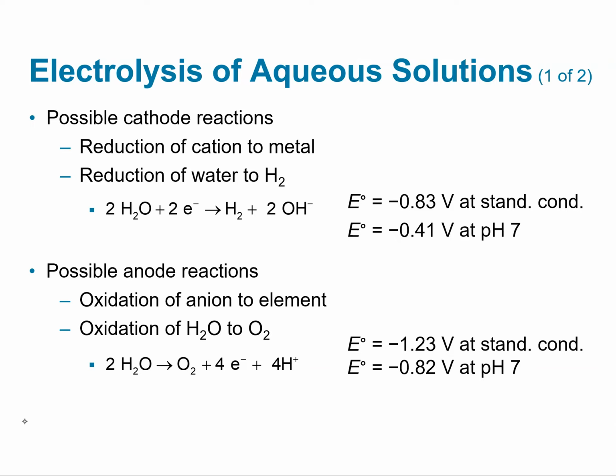So let's look at an example of this. Evaluating electrolysis of aqueous solutions. Let's say we're evaluating possible cathode reactions, and we're interested in the reduction of cation to its metal form. We're also interested in the reduction of water to hydrogen gas, as shown below here, where water receives 2 electrons and is split into its hydroxide and hydrogen gas components.